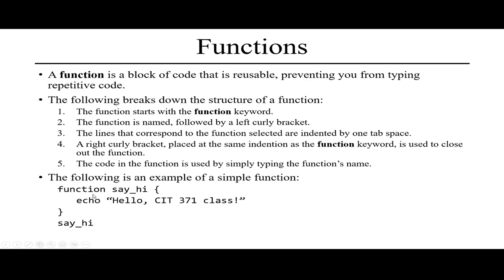So let's say we got a function here that says say hi. We have a left curly bracket. We tab our one line in the function. Echo hello CIT371 class. We close it with a right curly bracket. So whenever we want to run this message in a program, we just run say hi instead of writing this echo command over and over again.